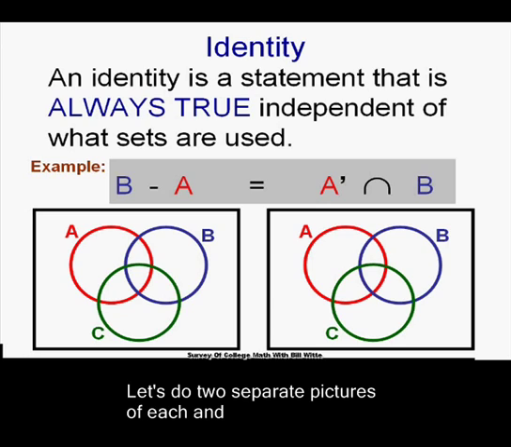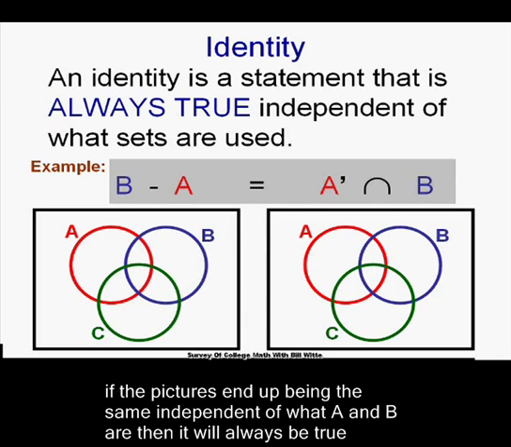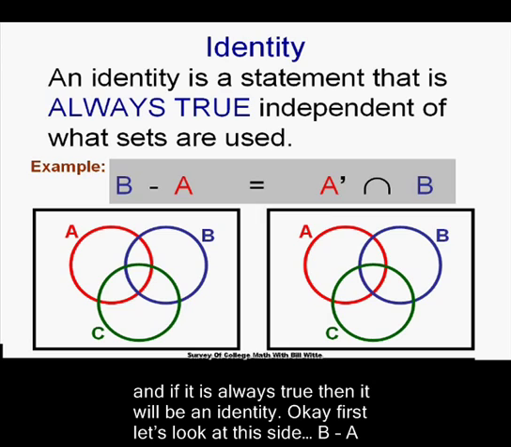Let's do two separate pictures of each, and if the pictures end up being the same, independent of what A and B are, well, I guess it'll have to be true. And if it's always true, it'll be an identity. Okay, let's look at this side.